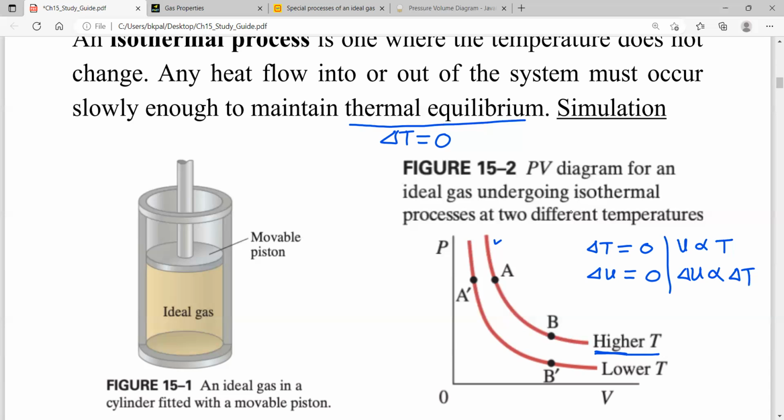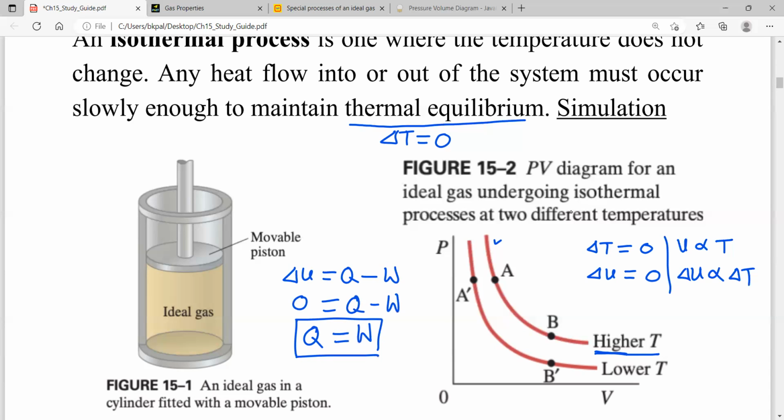So when there is no change in temperature, the first law becomes ΔU equal to Q minus W. Because ΔU is equal to 0, Q minus W is 0, so Q is equal to W. In this case, all the heat that enters the system converts to work done. So Q is equal to the work done.